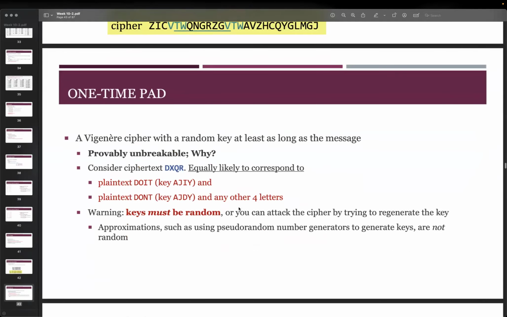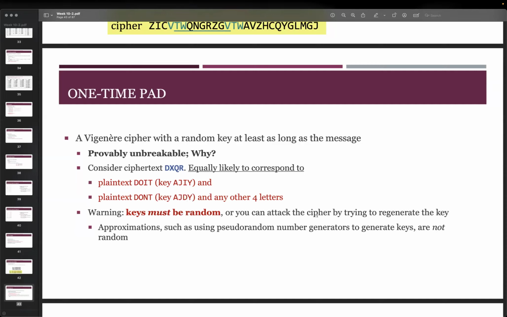And because this time we know for the cipher, we can maybe get a random key, so at least they are as long as the message. Okay, so how about this? So they are probably unbreakable. Why? Because if we think about it, if we have the ciphertext XQR, okay, they are equally corresponding. Like for the plaintext like this, we have a key AJIY, and then do it like this, and then plaintext don't. So they will convert to another letter, another one. So for everything right here, for the key, we can tell they must be random.